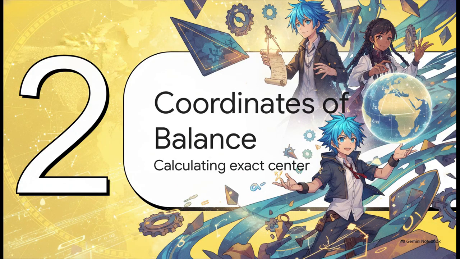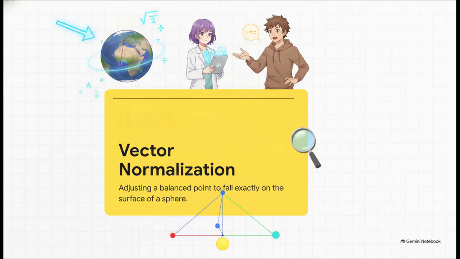Which brings us to Section 2, the coordinates of perfect balance, calculating that exact center point. To find it, we use a concept called vector normalization. Now, please don't let the mathematical jargon scare you off, because the actual idea is incredibly straightforward. It literally just means we're finding that balanced center by adding our three corner coordinates together. That gives us 1, 1, 1.